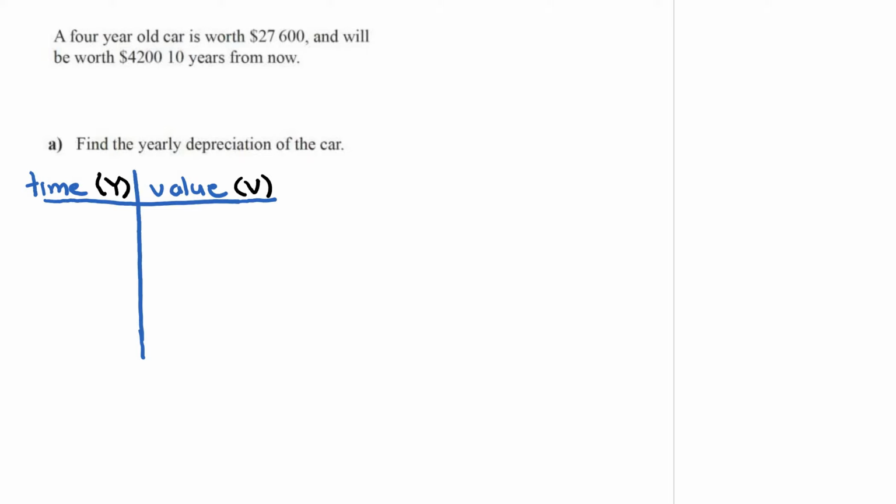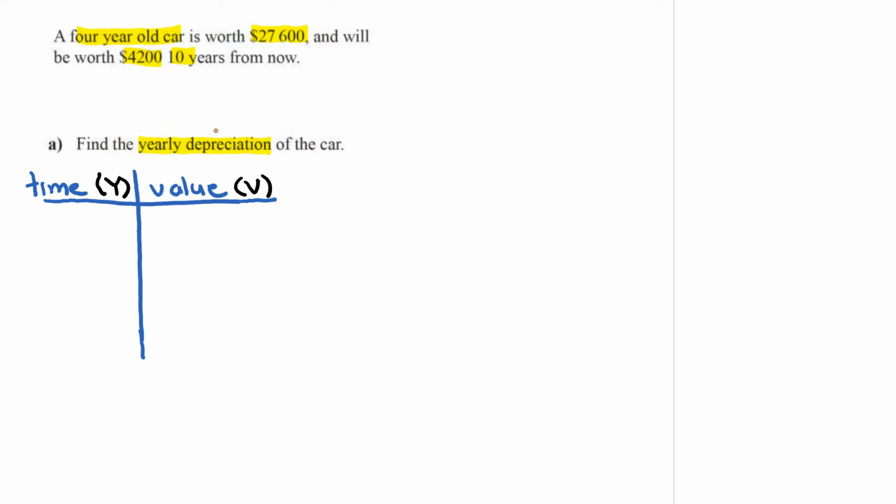Let's start the homework questions from section 4.5, applications of linear relations. We'll start this homework video guide with question number 2. I have a 4-year-old car that's worth $27,600, and it's going to be worth $4,200 after 10 years. For part A, I need to find the yearly depreciation of the car.